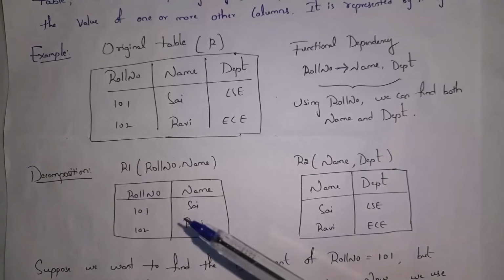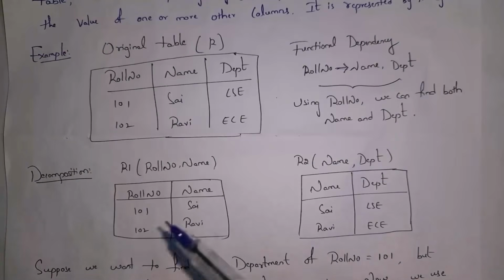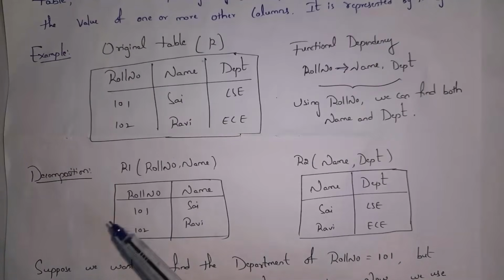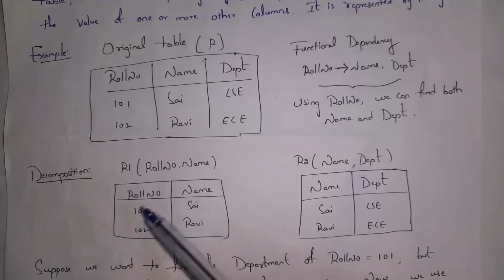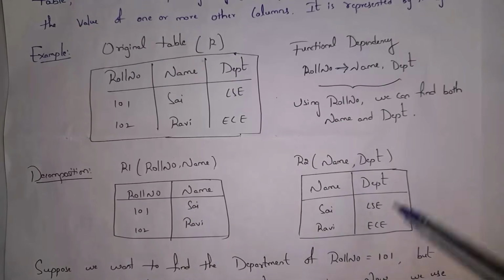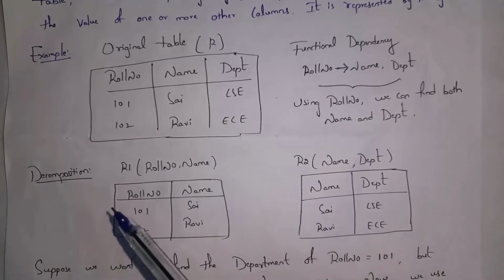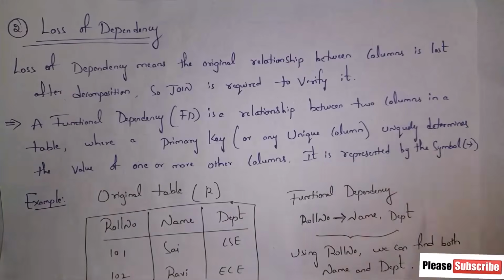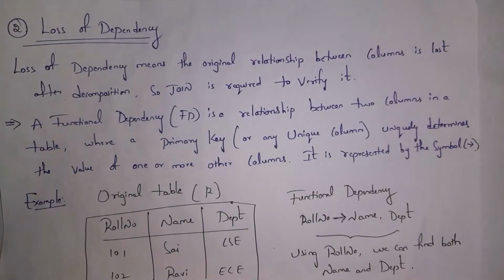So if you want to find the department of the person whose roll number is 101, again we need to combine these two tables. At first we search roll number 101, name is Sai. Again from this table, name Sai, department is CSE. So by using the name Sai, from this table we will get department CSE. So one table is not enough. We must join R1 and R2 in order to find the department. So loss of dependency means the relationship between columns will be lost after decomposition. Again we need to reconstruct them in order to verify the department.